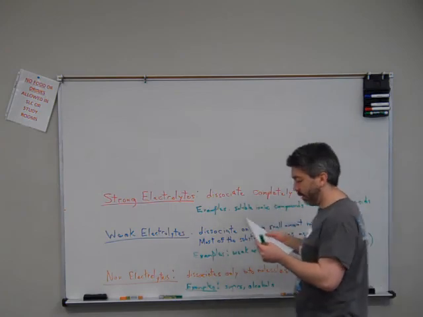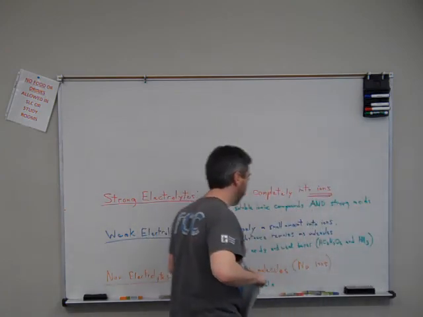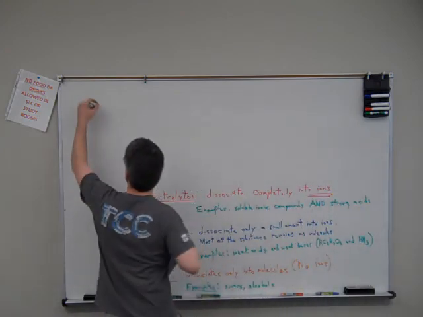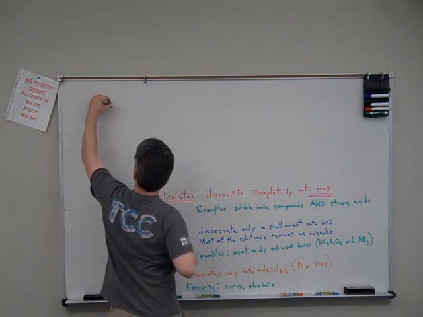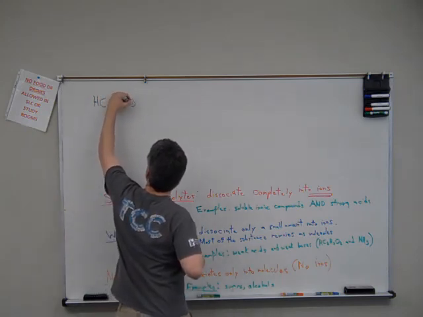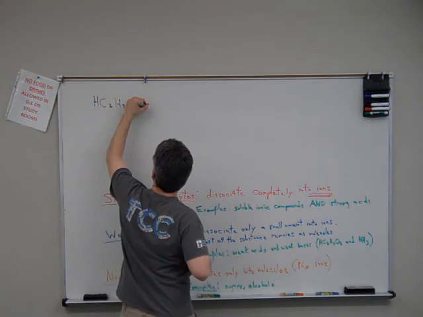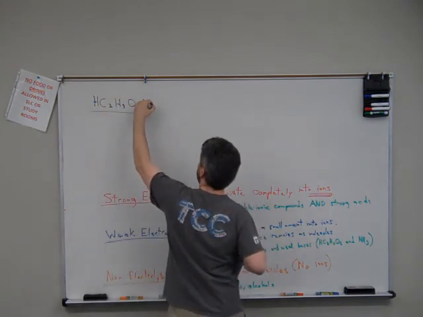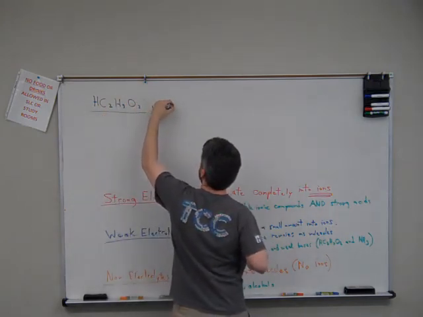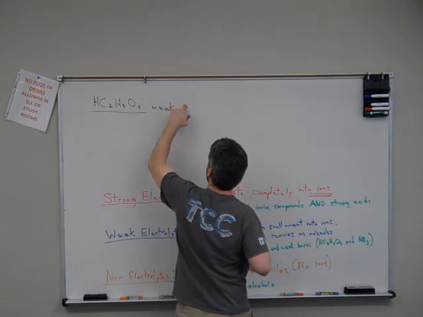Acetic acid, HC2H3O2, is that a weak electrolyte, a strong electrolyte, or a non-electrolyte? It is, I think, weak. Yeah, this is weak. It's an acid, but it's not a strong acid, so this is a weak electrolyte.